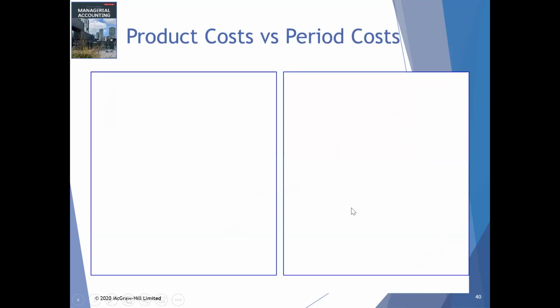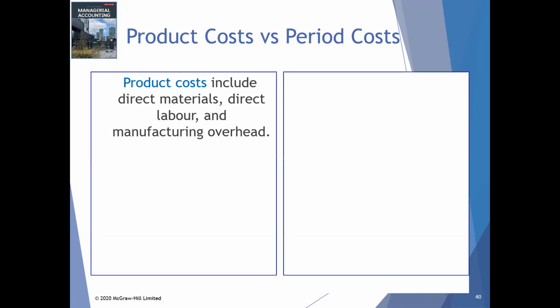Look at the next one, product cost versus period cost. What is the difference between these costs? So next, costs are the product cost and period cost. First is the product cost. Product costs include direct material, direct labor, and manufacturing overhead that we discussed earlier. So that is known as product cost.